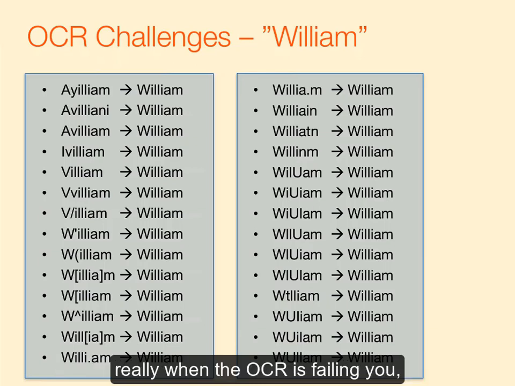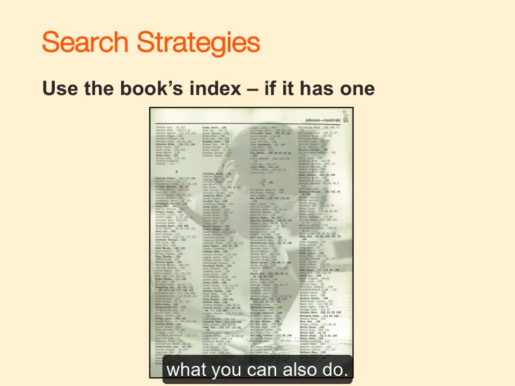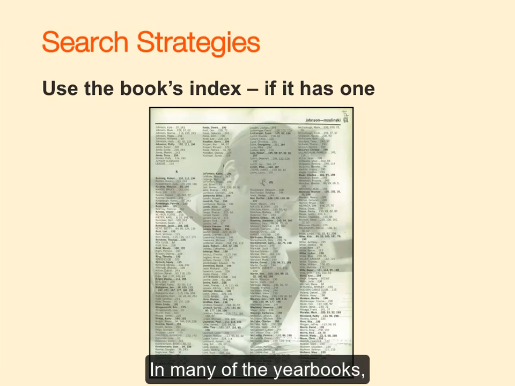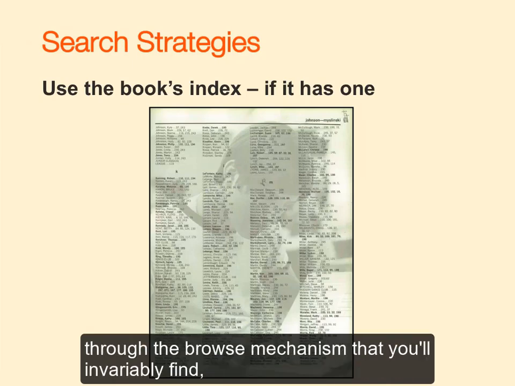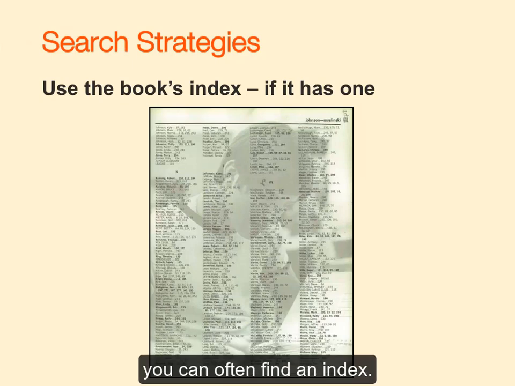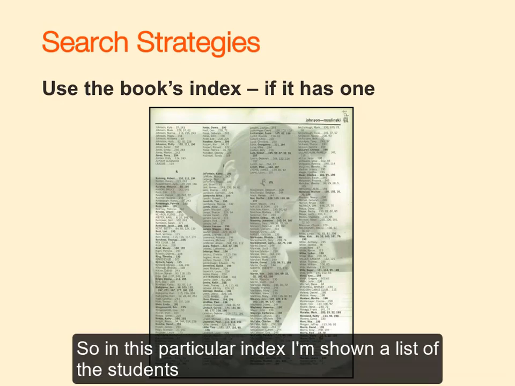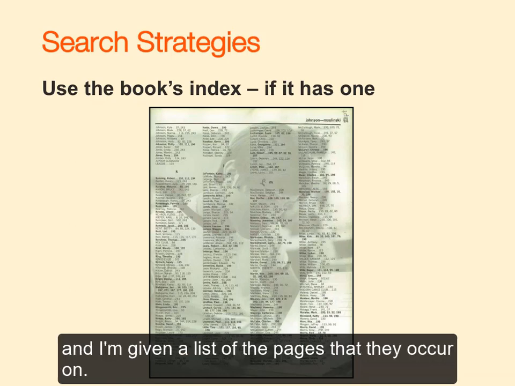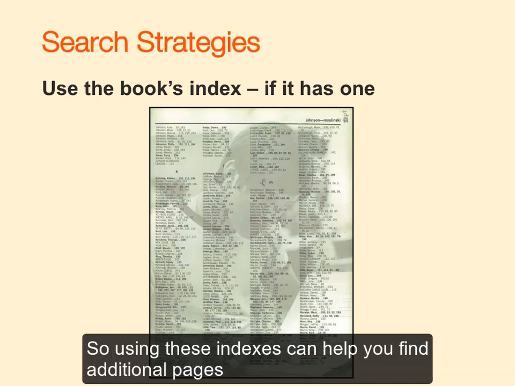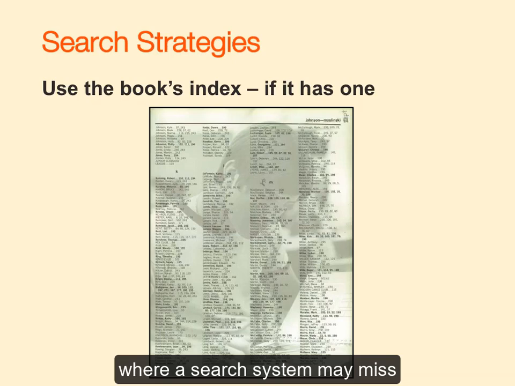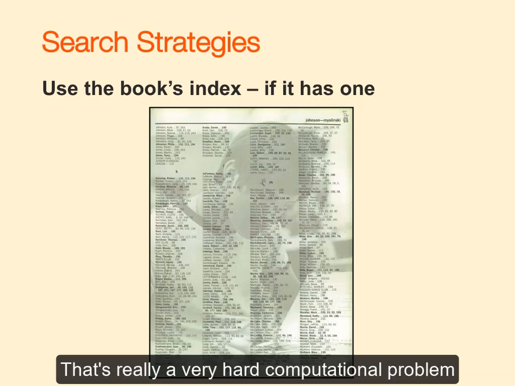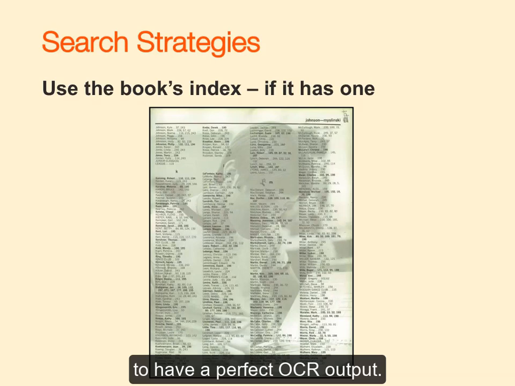When the OCR is failing to help you in the search, one of the most important things you can do is shown in this example. In many of the yearbooks, if you go to the back of the yearbook through the browse mechanism, you can often find an index. In this particular index, I'm showing a list of the students and perhaps even faculty that are shown in the yearbook, along with a list of the pages that they occur on. Using these indexes can help you find additional pages that a search system may miss because of these challenges in producing near perfect OCR. That's really a very hard computational problem.